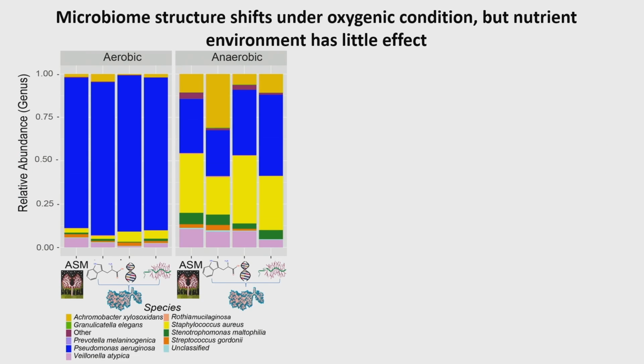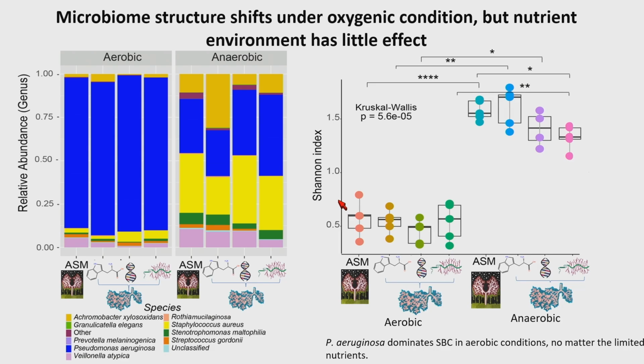What we found as a few results was that the microbiome structure shifts under different oxygen conditions, but the nutrient environment has little effect. And when we applied diversity statistics to this community, we found that in aerobic conditions the diversity decreased, and in anaerobic conditions the diversity increased, as you can see here. But it's important to say that this community is dominated by Pseudomonas aeruginosa, no matter the limited nutrient.